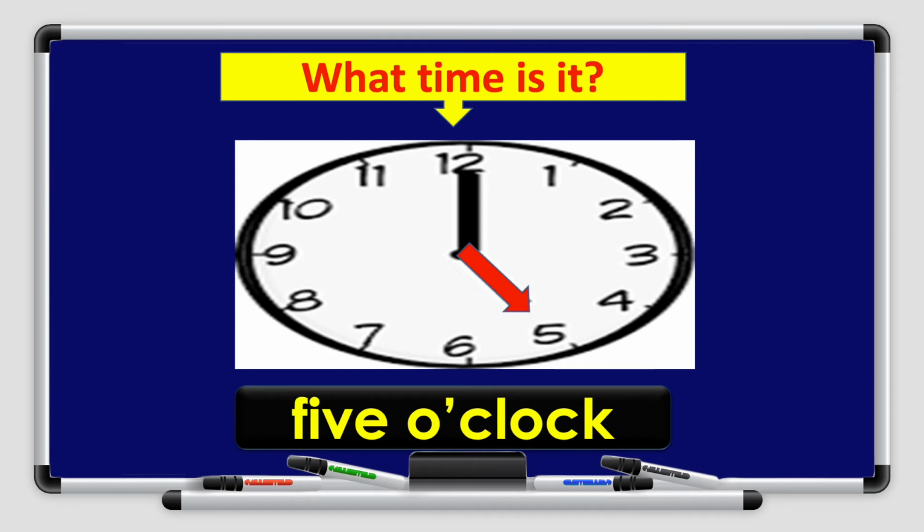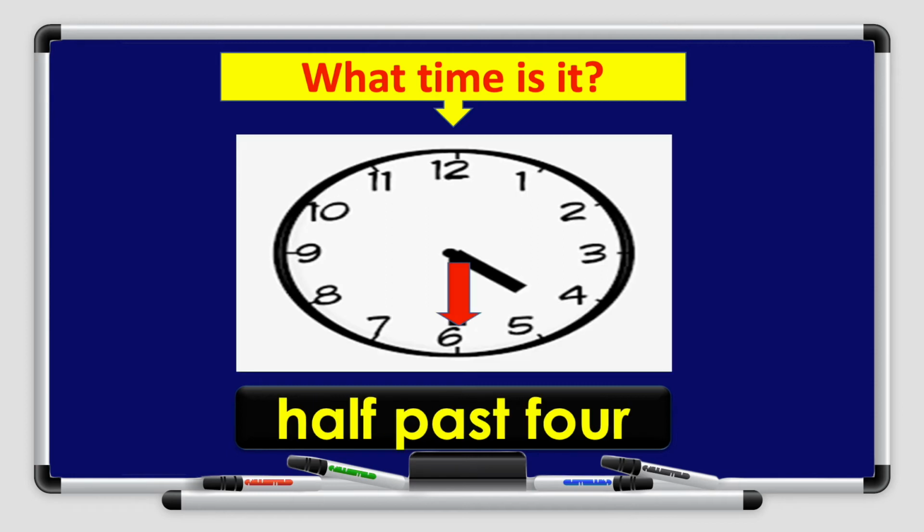It's 5 o'clock. We have the short hand of the clock on number 5 and the long hand on number 12. It's 5 o'clock. All right, boys and girls, look at this picture and tell me what time is it? Yes, that's right. It's 4:30. We have the short hand of the clock on number 4 and the long hand of the clock on number 6. So, 4:30.